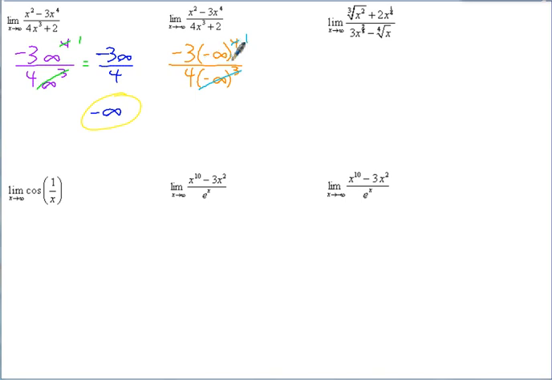infinity to the first, or just negative infinity times a negative 3, it's going to make it a positive 3 times infinity over 4. So this time with infinity left on the numerator, it's going to be a big positive number, giving you positive infinity.